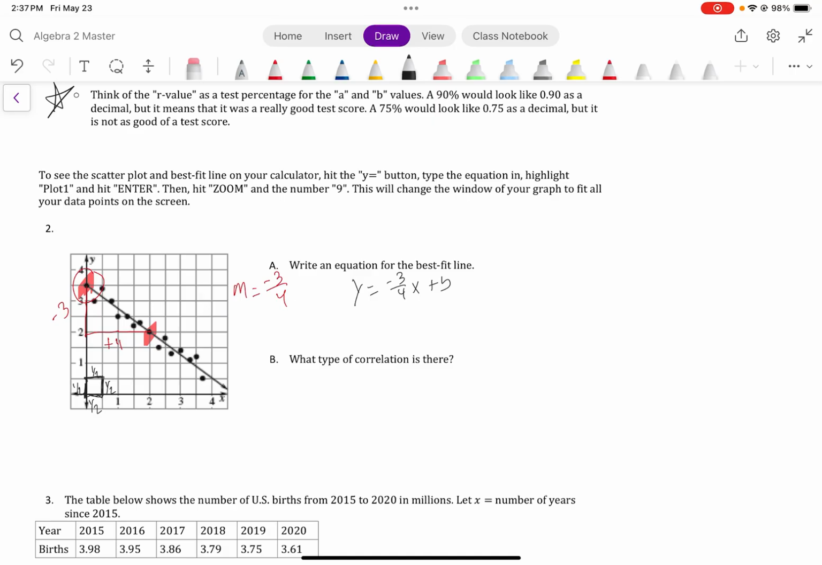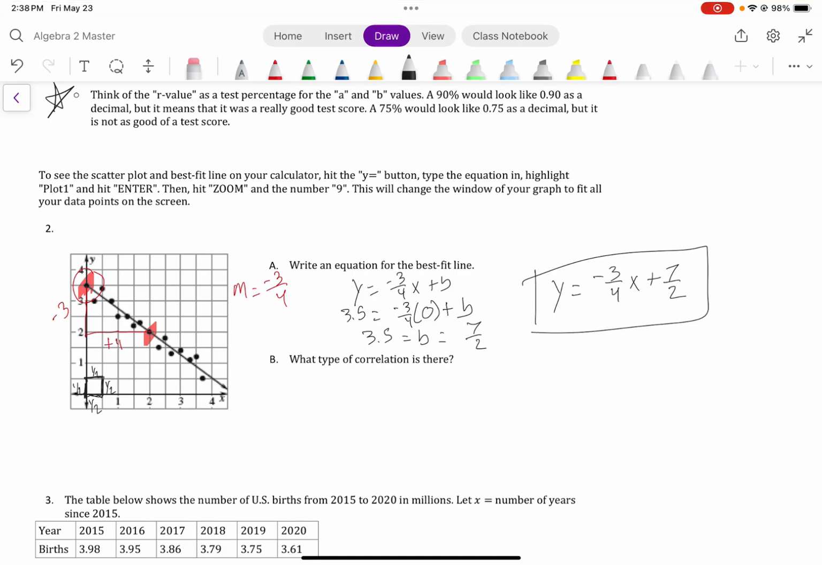So I've got 3.5 for y is -3/4 times x, which is 0, plus b. Means 3.5 is equal to b. And I don't want to have a fraction and a decimal at the same time, so I'm going to change that decimal of 3.5 to 7/2. Now, how did I get 7/2? Well, 3 is 6 divided by 2. 0.5 is 1/2. 6/2 plus 1/2 is 7/2. So I've got y equals -3/4 x plus 7/2.